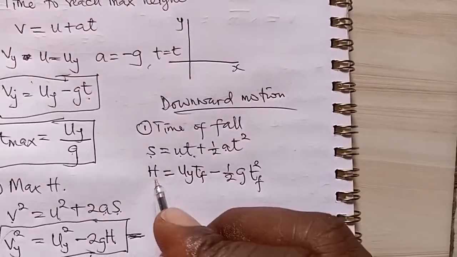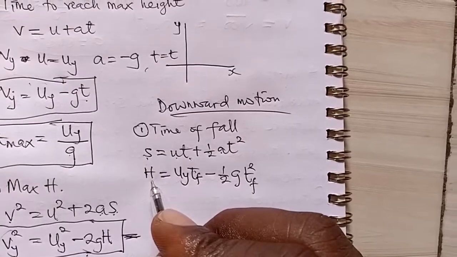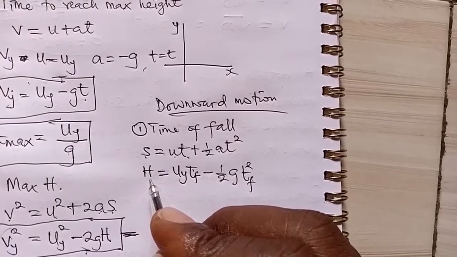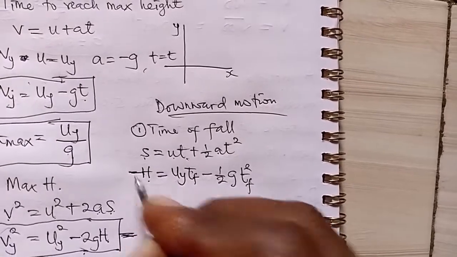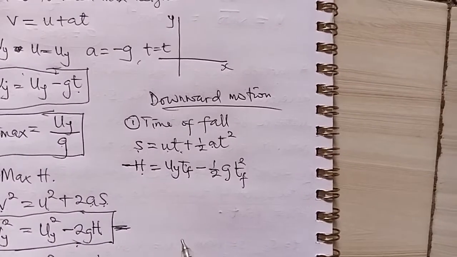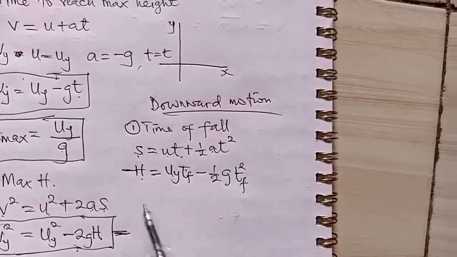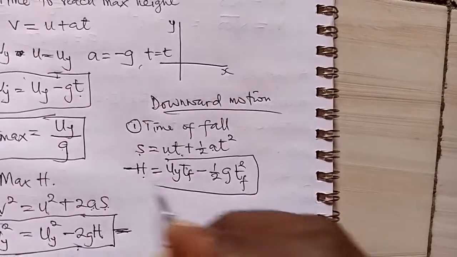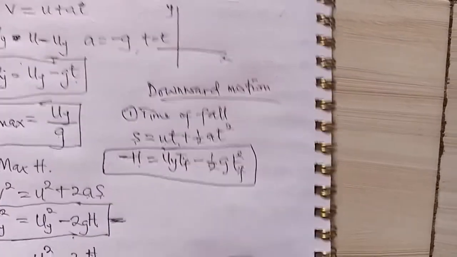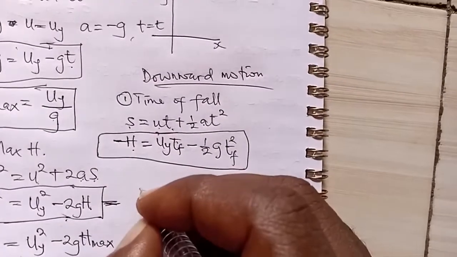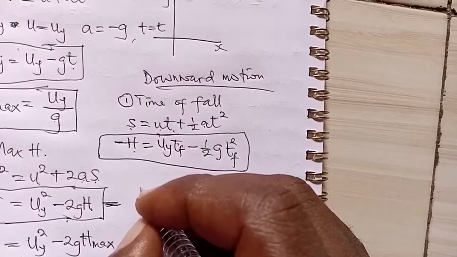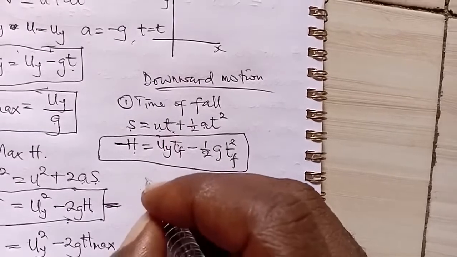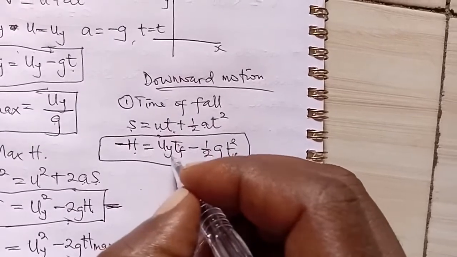Now remember, this is down. As it is coming down, height is decreasing, so h is negative. So always consider that. This is the formula for height. But if the body drops freely, or it falls freely, what it means is that uy is now 0.